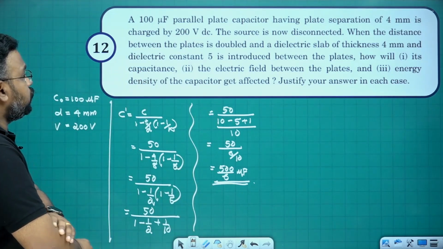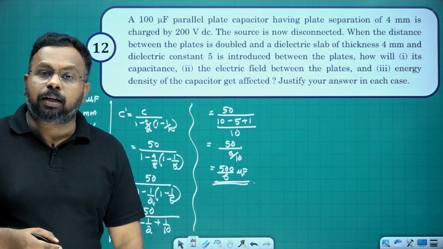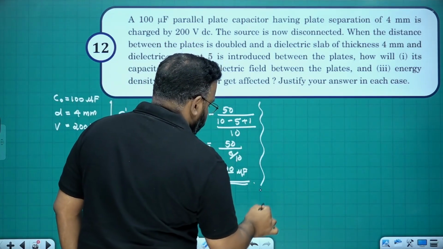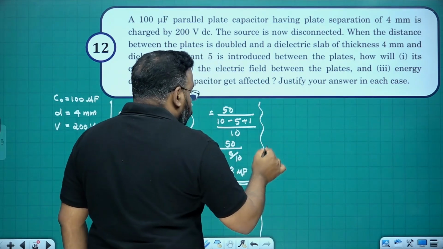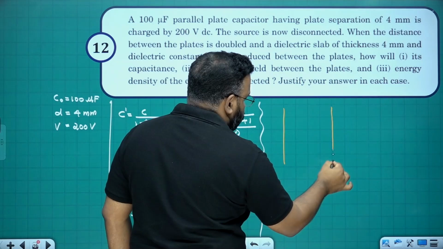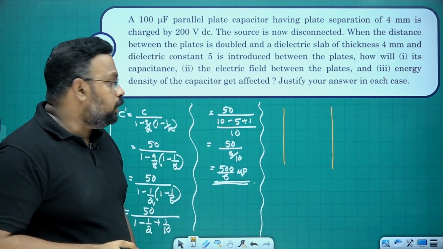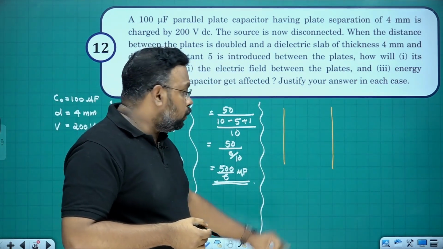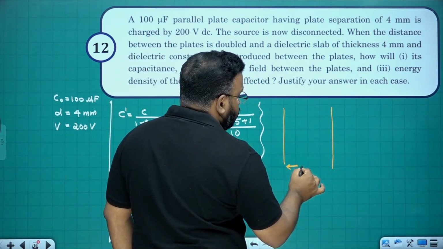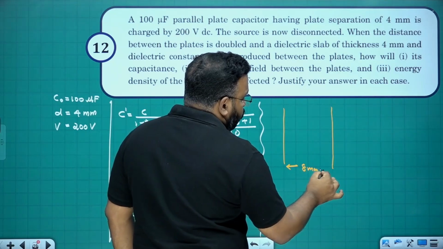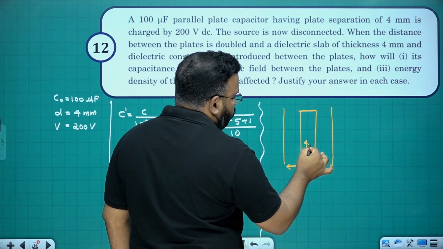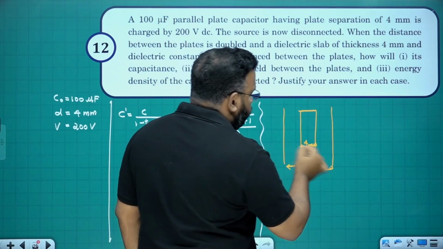Okay, now what is the second question? The electric field between the plates. Here, this is the new capacitor, the plate separation, the new distance of separation is 8 millimeter. This is the d value, and the dielectric is inserted. What's the value of this one? It is 4 millimeter.